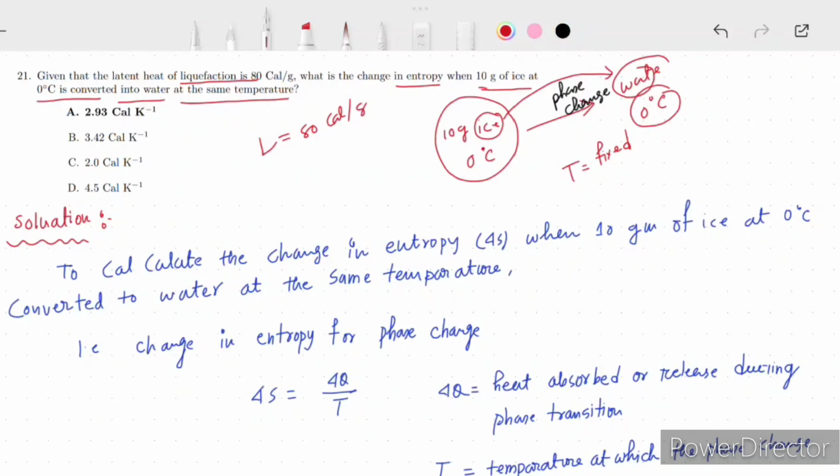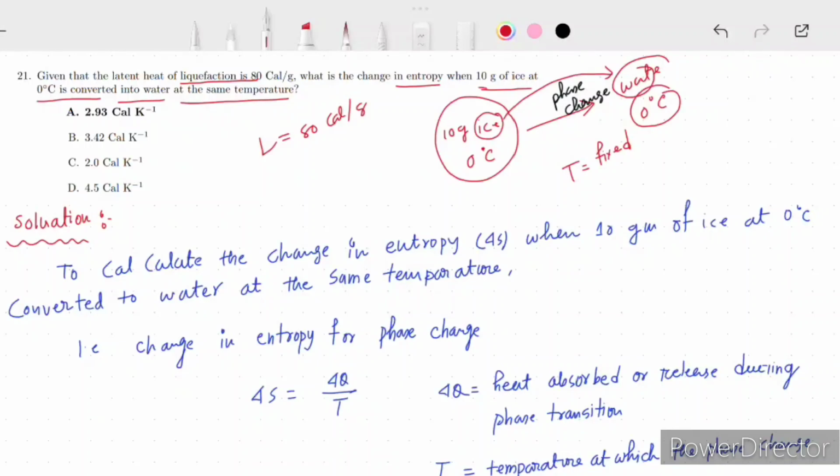So for this phase change, what amount of energy is required? That is nothing but mL. We know already, for phase change, the energy required is mL. For temperature change, what amount of energy is required? mST, right? These two equations are very important for your competitive exam purpose. Here temperature is fixed, only phase change occurs. For this phase change, the energy required is nothing but mL.